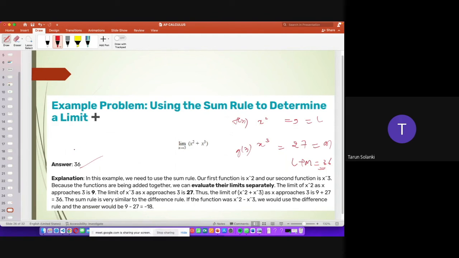Now if I say you need to find the difference rule, so what will the difference rule be? That will be L minus M. So 9 minus 27, that will be minus 18. So that will be your difference. So you can note this down.